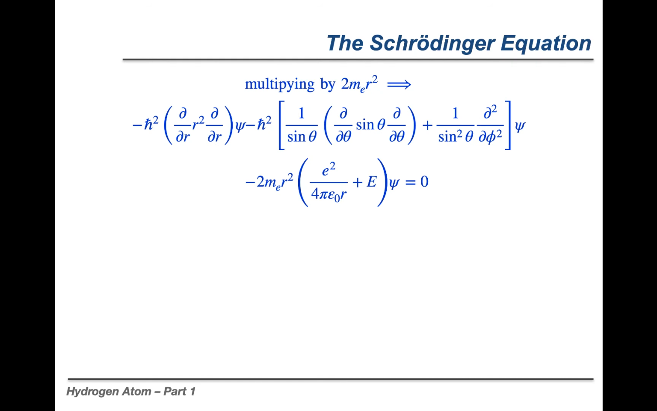Now, copying this last expression to the top of the next slide, I'm going to recognize that some terms here only depend on r, and other parts of our Schrodinger equation only depend on theta and phi. And I'm going to color those now. The terms that only depend on r are now in green, and the terms that only depend on theta or phi are in red.